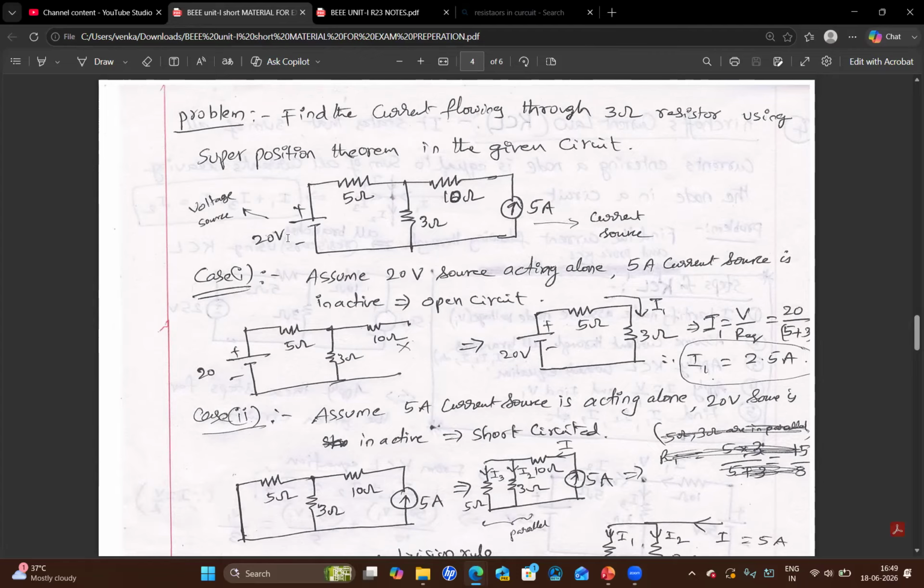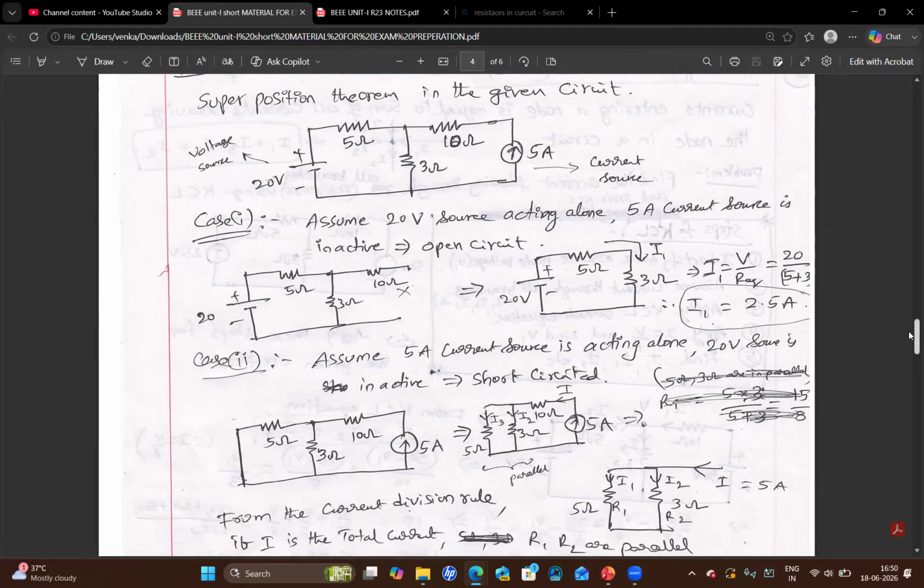Like that, two cases. If there are three sources, then three cases will be applied and the individual responses will be calculated. Here individual response means case 1, find the current through 3 ohm. Case 2, again find the current through 3 ohm. Case 3, again find the current through 3 ohm. So add all these responses. That is the total response. Like that, individual responses will be added as the total response by using the superposition theorem. That is the theorem.